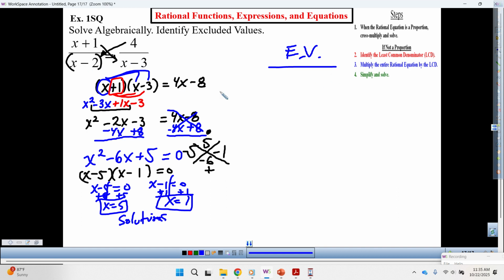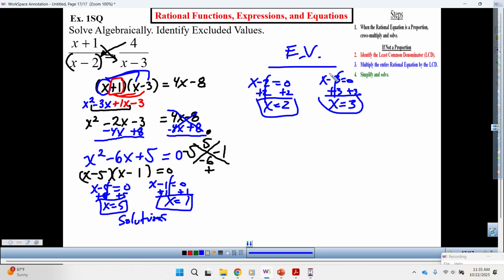Set the denominators equal to 0, so that means x minus 2 equal to 0 and x minus 3 equal to 0, and solve. Plus 2, x equals 2, plus 3, x equals 3. So my excluded values are 2 and 3. Are any of those my solutions? No. All right, send me your notes, please. Let me send you the screen.